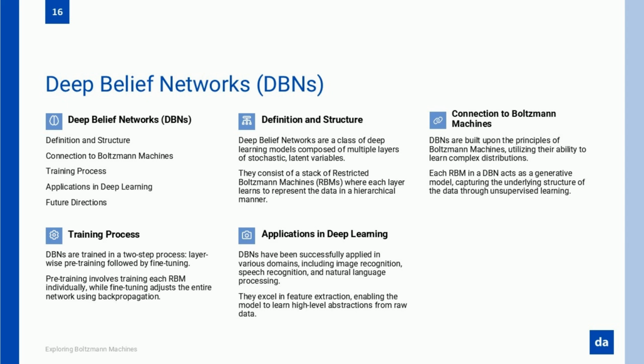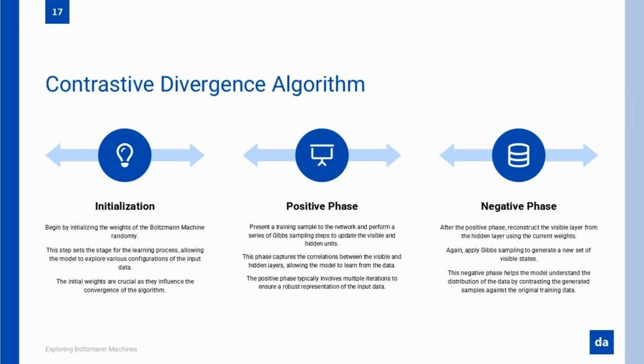The contrastive divergence, CD, algorithm is one of the most important breakthroughs in training Boltzmann machines, particularly restricted Boltzmann machines, RBMs, and deep belief networks, DBNs. Before CD, training these models was extremely slow and computationally expensive due to their reliance on Gibbs sampling, which required running for an impractically large number of iterations. Contrastive divergence provided an efficient alternative, making unsupervised learning with energy-based models feasible.